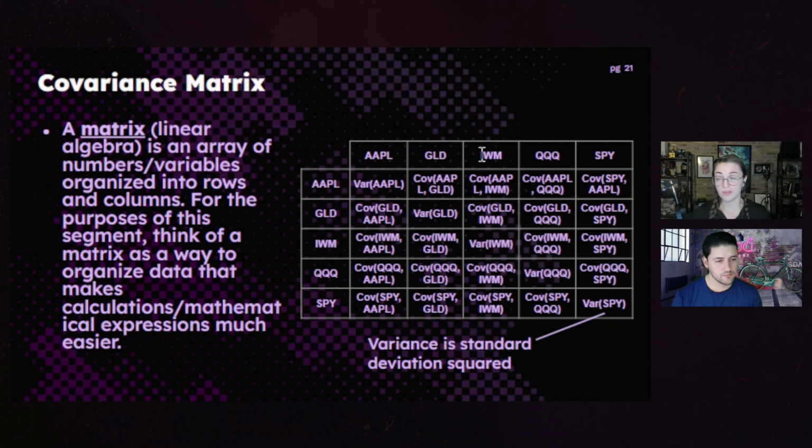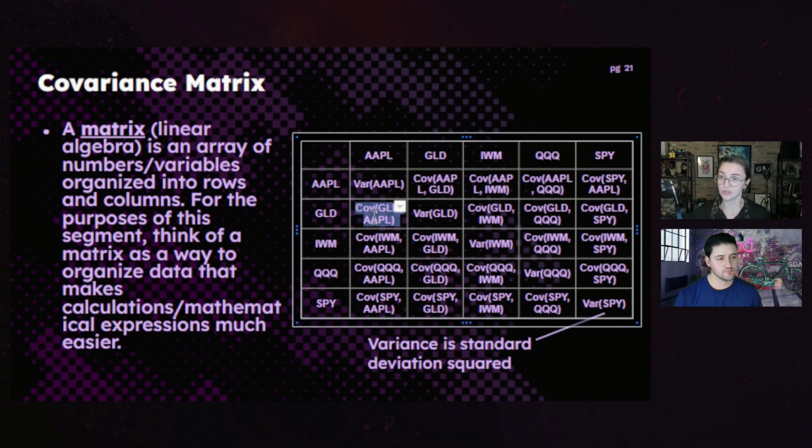So this is our covariance matrix, right? Where you have Apple, gold, IWM, QQQ, and SPY, all of our different variables. Each cell is going to be the covariance between the pair. So for gold and Apple, for example, this cell right here, that's the covariance from that calculation on the previous slide between gold and Apple. Remember that is a way to quantify the joint variability between those two variables. If you have the covariance of a variable with itself, this is simply the variance, which is just the squared version of volatility.